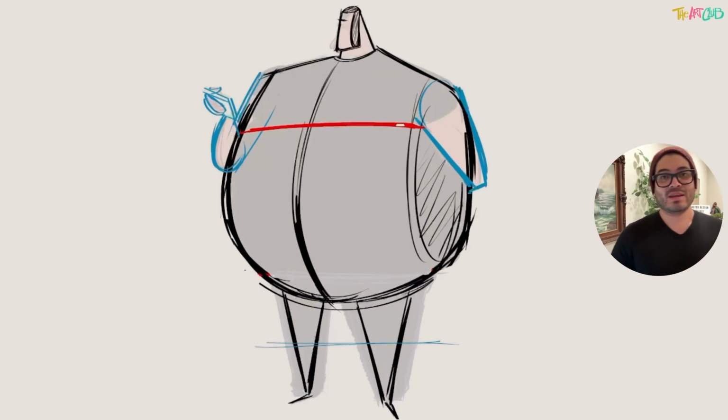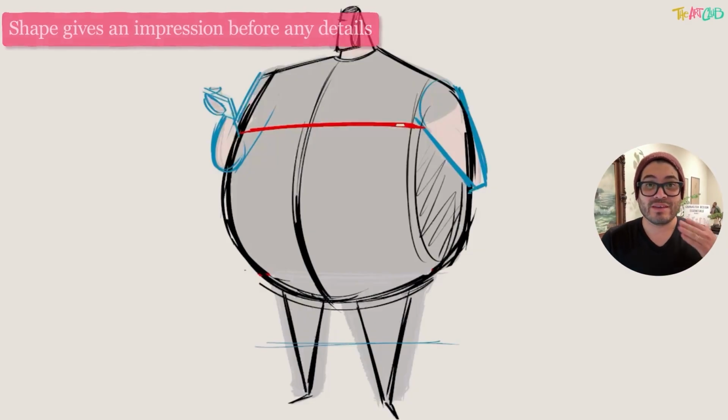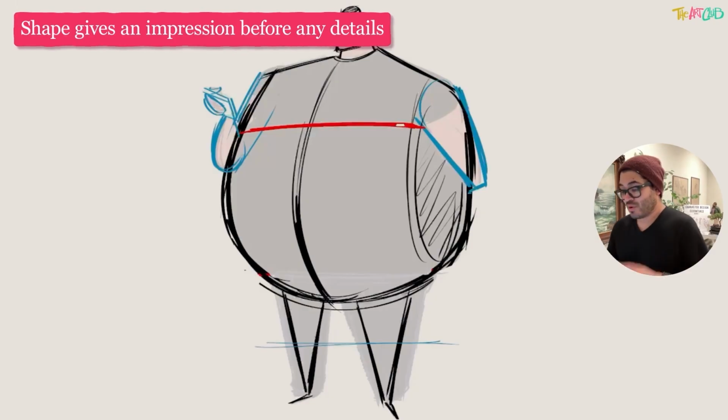We haven't even added in any of the details: mustache, wrinkles, the nose, the chin, all of that. The muscles on the arms, pants. It's all just shape right now, because shape gives an impression. So that's what we're going to be focusing on.